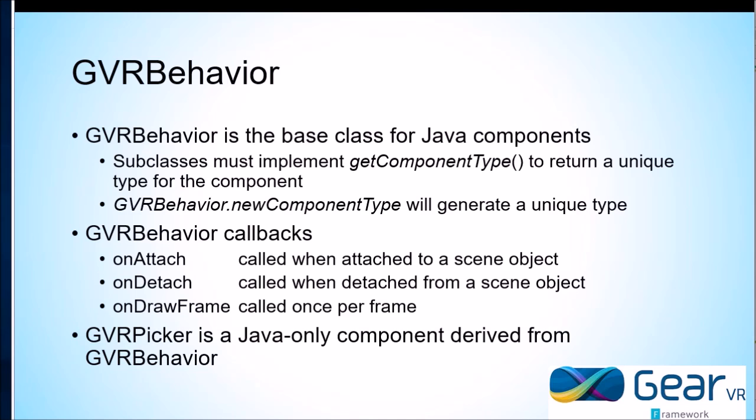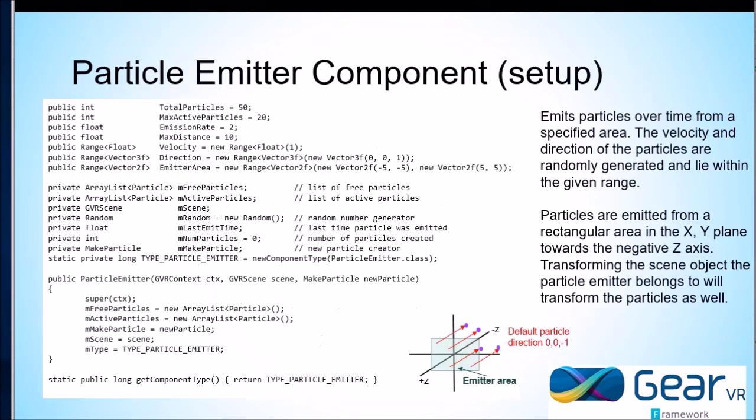There are several callbacks that GearVR behavior uses. You get an onAttach whenever your component is attached to a scene object. When it's detached, you get an onDetach, and then onDrawFrame is called once per frame. GearVR Picker is an example of a Java-only component derived from GearVR behavior.